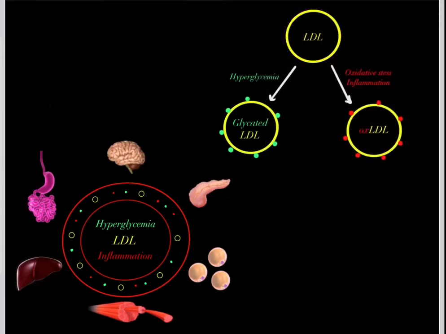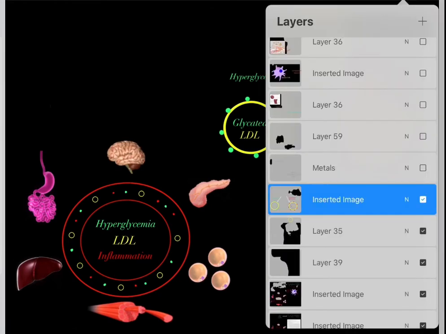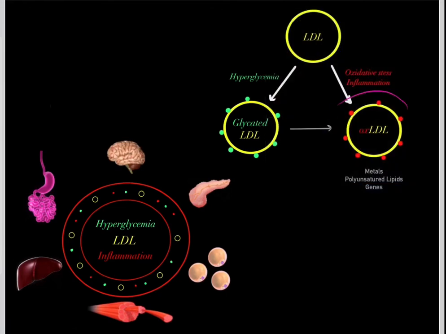Well, LDL in an environment of hyperglycemia leads to the formation of these glycated LDL particles. Also, LDL in the environment of oxidative stress and inflammation leads to the formation of these oxidized LDL particles. And the truth is, the story of these oxidized LDL particles is very complicated. There are many factors. For example, glycated LDL particles are more likely to become oxidized. Also, other factors like metals and toxins, certain types of lipids, and our genes are all factors that contribute to the formation of these oxidized LDL particles.